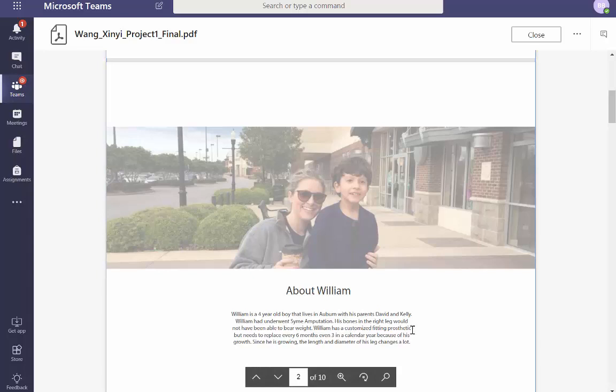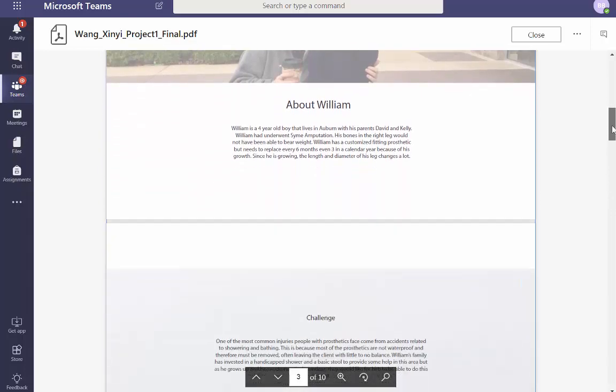This is confusing. He has a customized fitting prosthetic, but needs to replace every 6 months, even 3 in a calendar year. Is it every 6 months, which is 2 in a calendar year? This is confusing. Since he is growing, the length and diameter of his legs changes a lot. How about it changes frequently? You get it, kids grow.